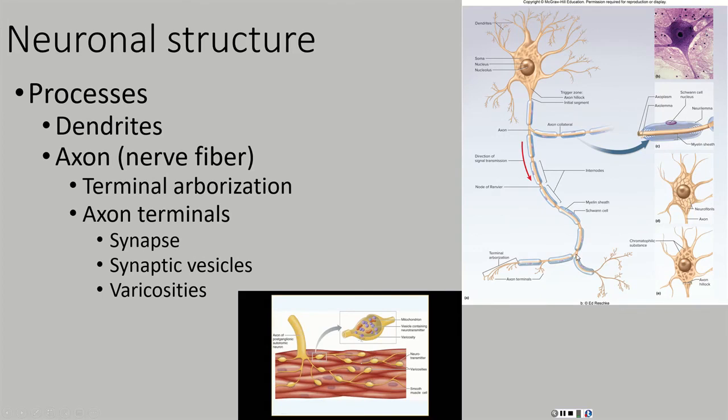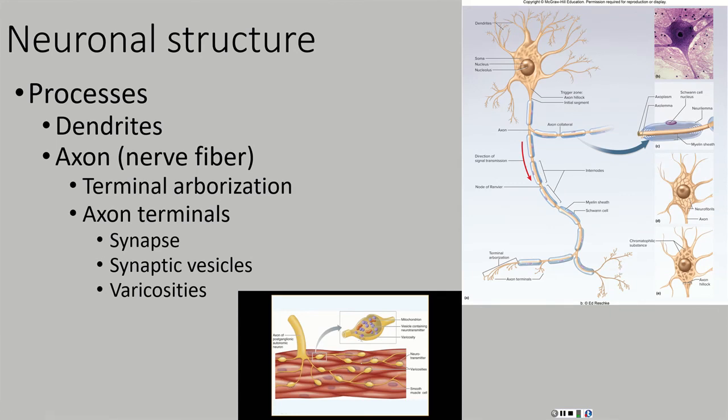Now, when we get towards the end of an axon, it starts to really fan out. This is called the terminal arborization. Arbor means tree, so this is just saying at the end, it starts to really branch out like a tree does. And at the very end, we have these things called axon terminals. Axon terminals, or sometimes they're called terminal boutons or terminal buttons, are a small swollen area at the very end of each branch.